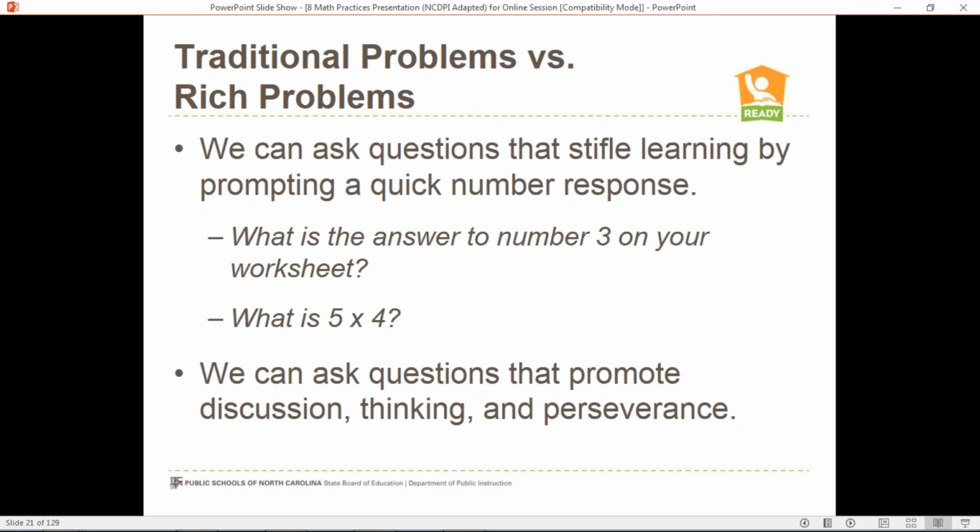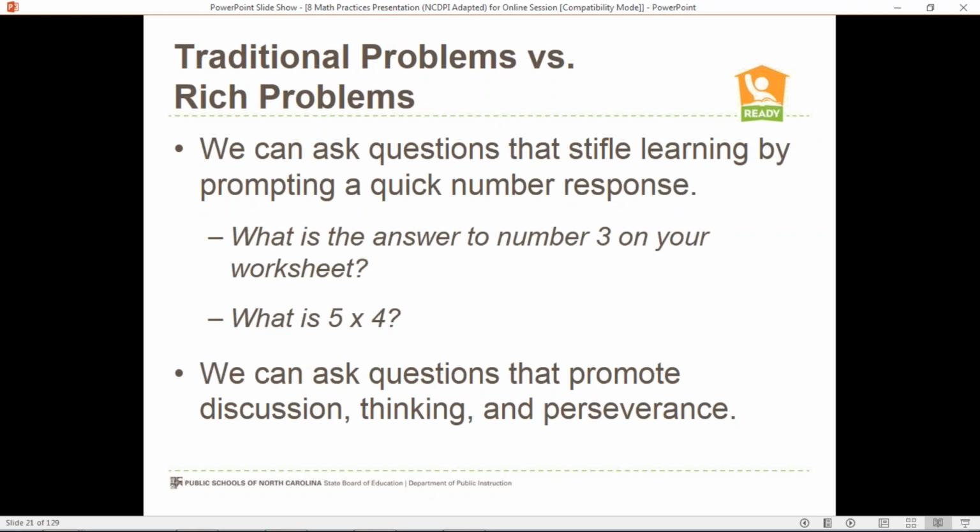And so we know that the questions that we ask or the tasks that we give our kids either encourage thinking or they discourage thinking, right? So if I ask the whole class, or I ask a certain student, what's the answer to number 3 on your worksheet? Well, that kind of narrows things down. If I ask something like, what is 5 times 4? And again, this is not just about practicing our multiplication facts, but if I ask that, I either know it or I don't.